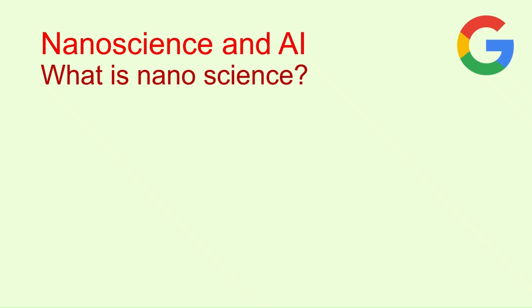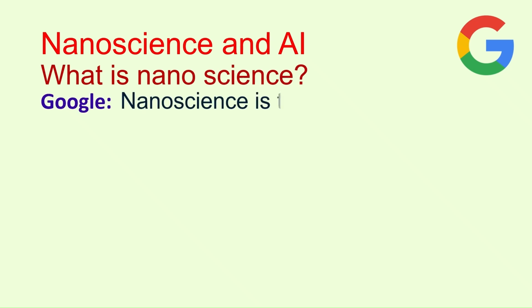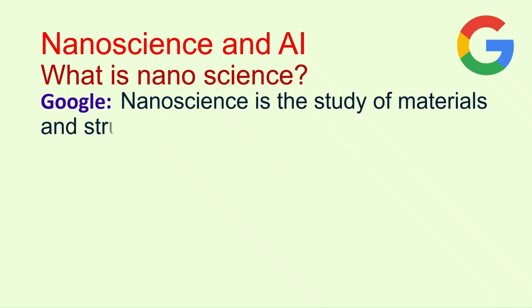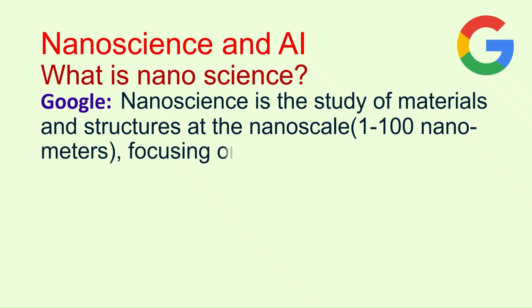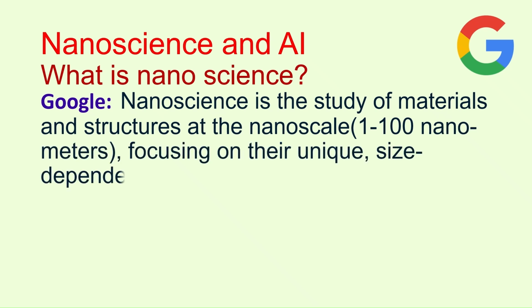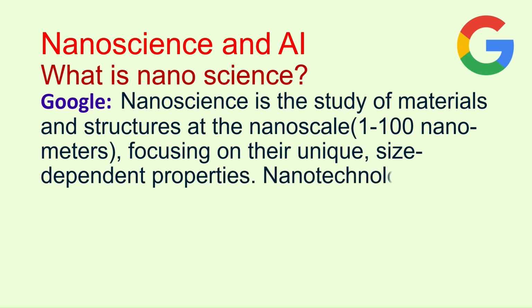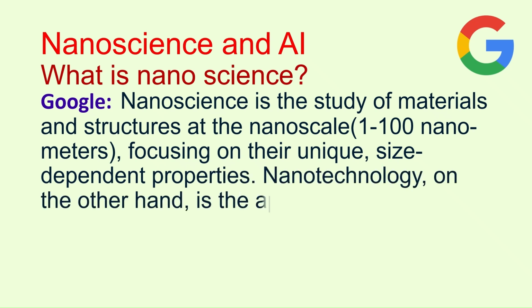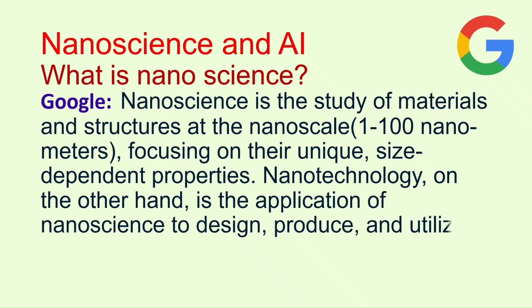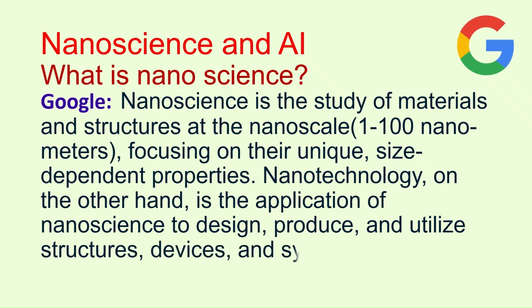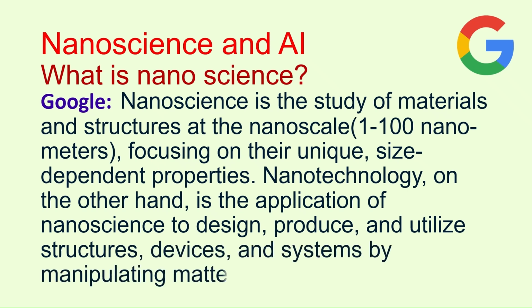What is nanoscience? Note what Google has to say. Nanoscience is the study of materials and structures at the nanoscale, 1 to 100 nanometers, focusing on their unique, size-dependent properties. Nanotechnology, on the other hand, is the application of nanoscience to design, produce, and utilize structures, devices, and systems by manipulating matter at the nanoscale.